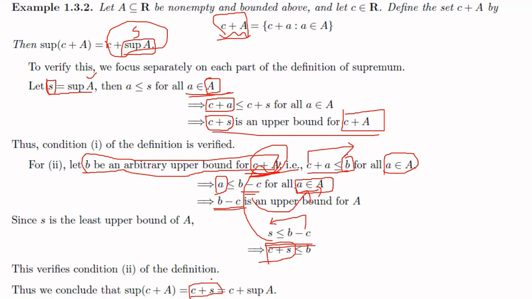And replacing S by, remember initially we took S as supremum of A. So replacing the value of S, we will get this is equal to C plus supremum A. So we got that supremum of C plus A equal to C plus supremum A, which completes the proof of this example.